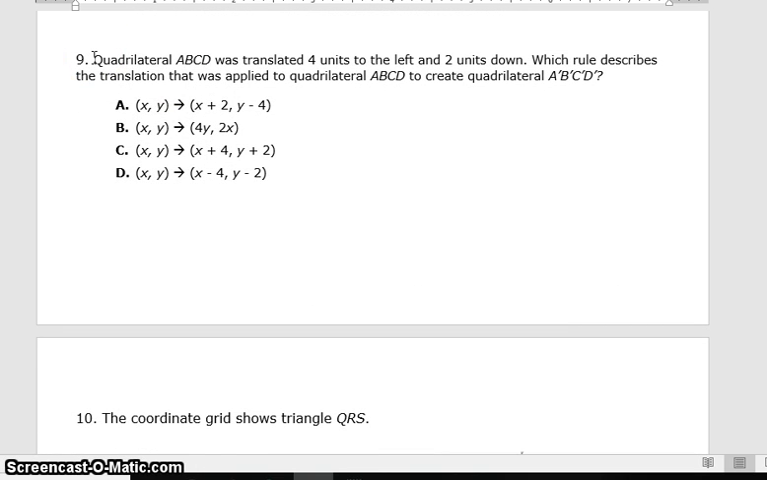Number 9. Quadrilateral ABCD was translated 4 units to the left and 2 units down. Which rule describes the translation that was applied to the quadrilateral ABCD to create quadrilateral A'B'C'D'? Translated 4 units to the left and 2 units down.